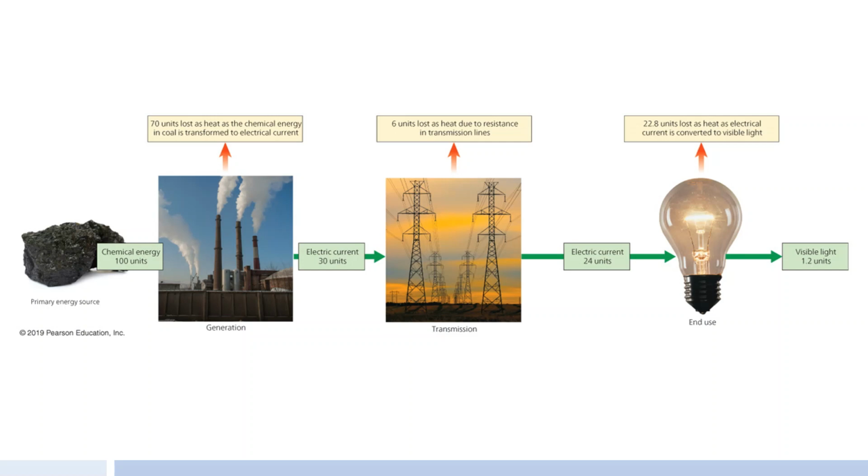And then this is an old incandescent bulb, excuse me, which are really inefficient. Incandescent bulbs are like heaters that produce a little bit of light, which is why most of us use LED bulbs that last much longer and are much more energy efficient. But with light bulbs, we lose a huge amount as heat, and we're obviously not using our light bulbs to heat ourselves. And so you can go from that 100 units starting with coal down to 1.2 units of visible light at the end. So there's a lot that is lost along the way.